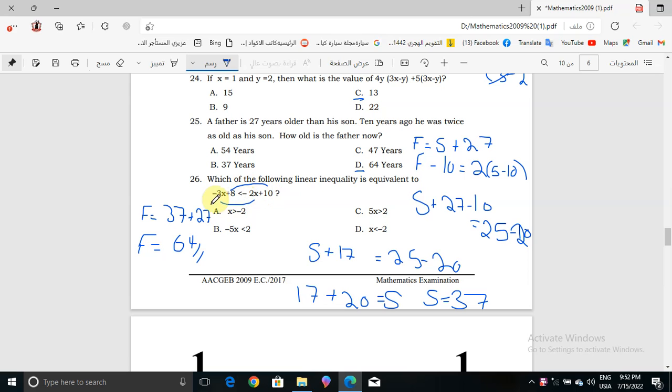Then multiply both sides by negative. So the answer will be C. The correct answer will be C. When you solve it, the last answer you will get will be 5x. Here it should be less than, not greater than, okay? This is a mistake. 5x less than 2. So this will be the right answer. Okay, now let's go for question number 27.